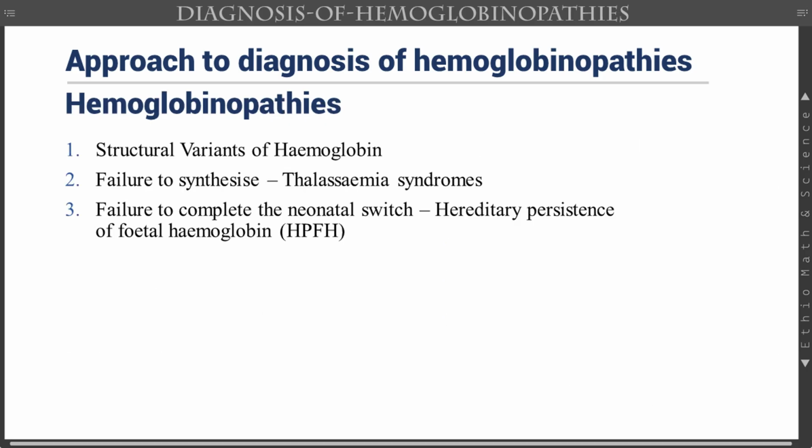Hemoglobin problems fall into a few main categories. Some are structural variants, a changed amino acid producing a variant hemoglobin. Others are problems of reduced or absent synthesis, which we call thalassemia syndromes. And then there are cases where the normal switch from fetal to adult hemoglobin doesn't finish. That's hereditary persistence of fetal hemoglobin, or HPFH. Each category causes different lab patterns and symptoms, so the diagnosis depends on matching the clinical picture to specific tests.